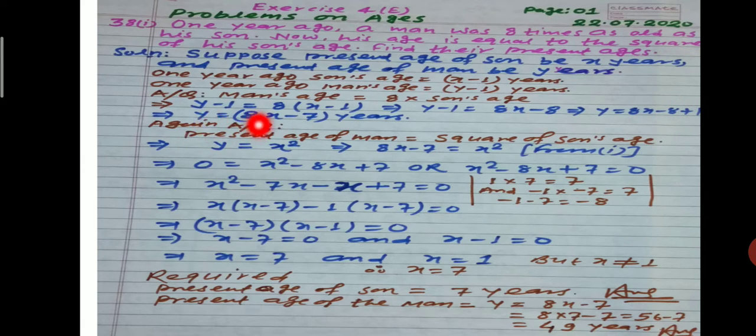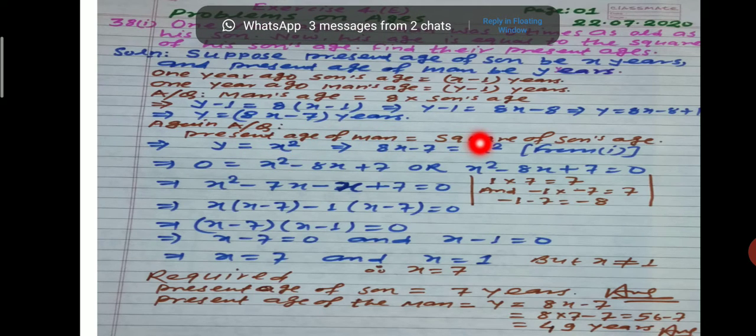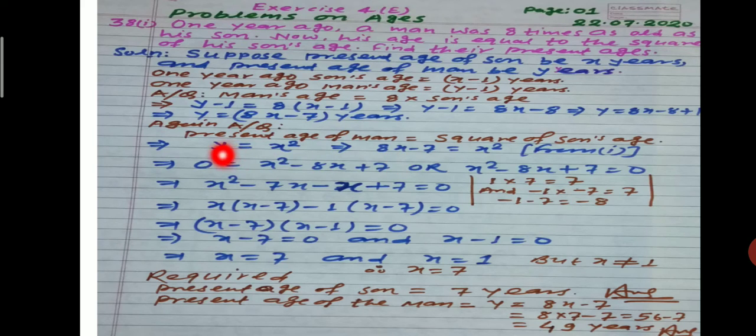This implies that y will be equal to 8x minus 7 years. Now again, according to the question, the age of the man is equal to the square of the son's age. The age of the man is y and the age of the son is x. So y is equal to x square, because the age of the man is equal to the square of the son's age. This implies that the value of y is 8x minus 7.